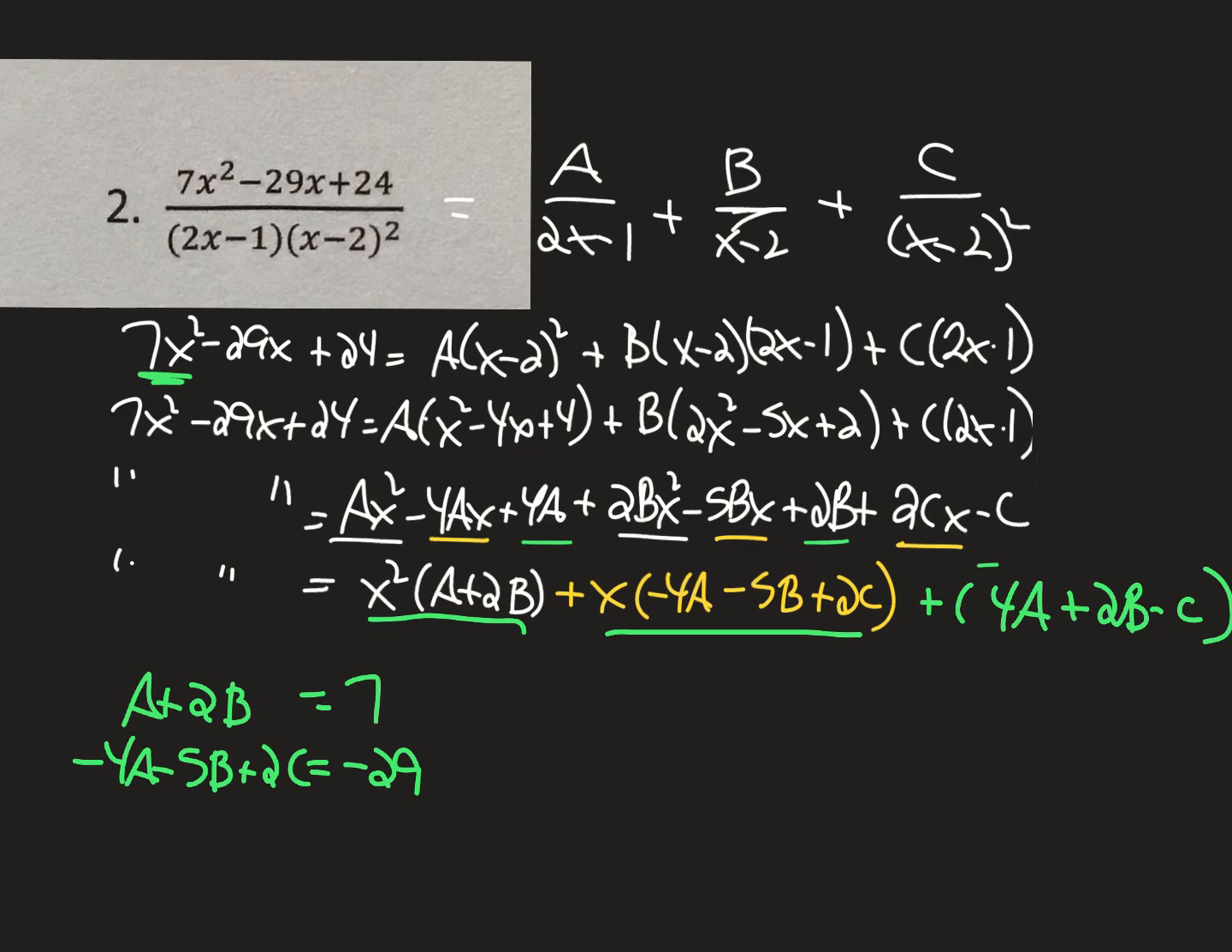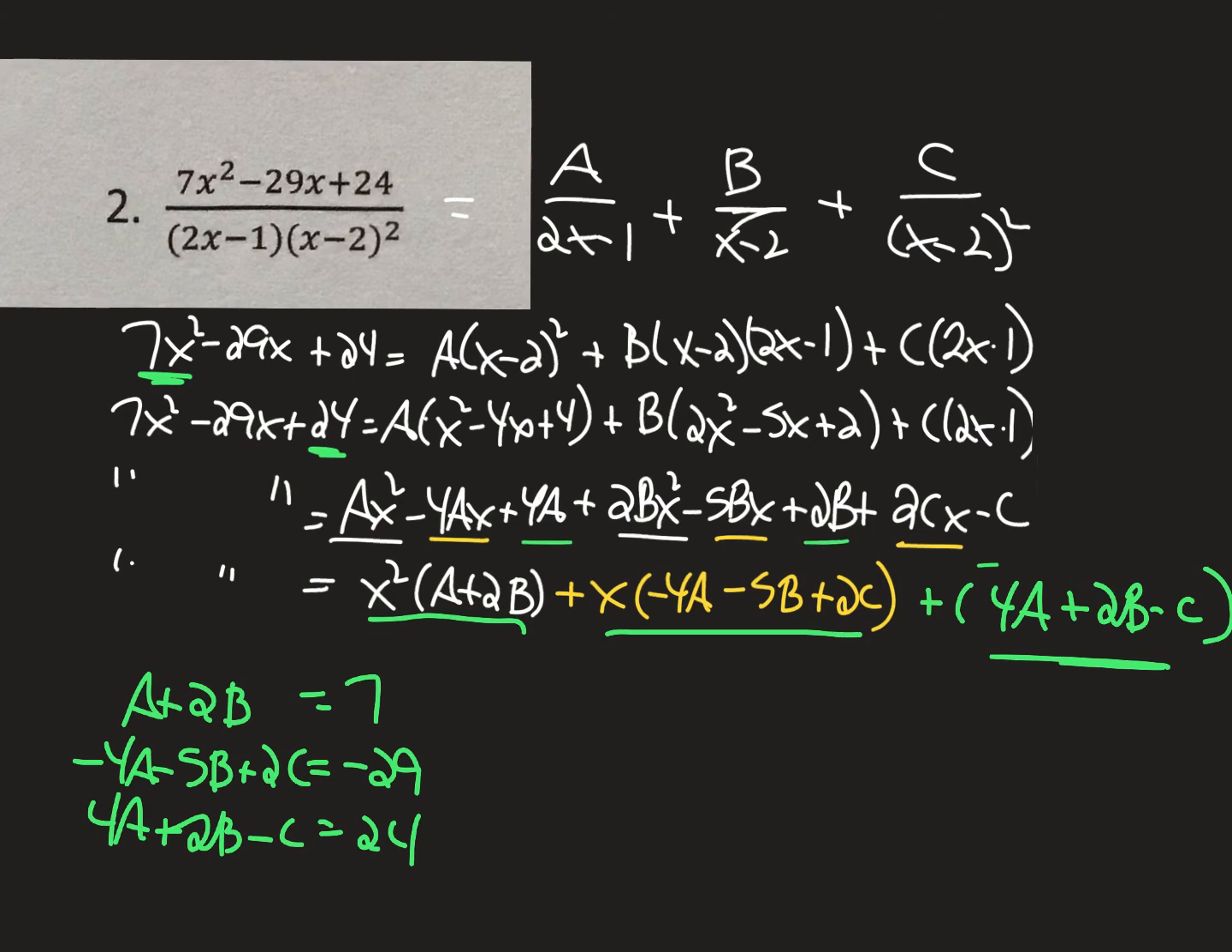And last of all, there's a 24 on the right-hand side. So that last parentheses has to equal 24. So I'm going 4a plus 2b minus c equals 24. Now what I'm going to do is take my calculator and go to RREF and find out what my a, b, and c is. Okay, so hang on just one second.